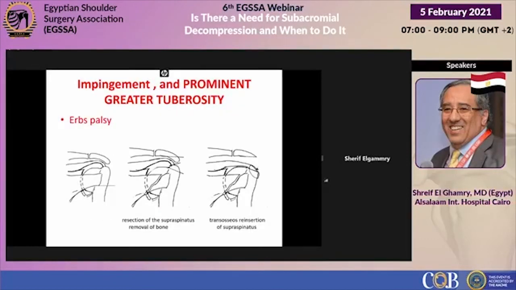Prominent greater tuberosity causing impingement in Erb's palsy is treated by arthroscopic resection of the supraspinatus tendon from its insertion on the greater tuberosity, followed by removing the head overriding bone from the tuberosity with an acromionizer. Then reinsert the tendon using transosseous sutures. A subacromial decompression is done if needed.